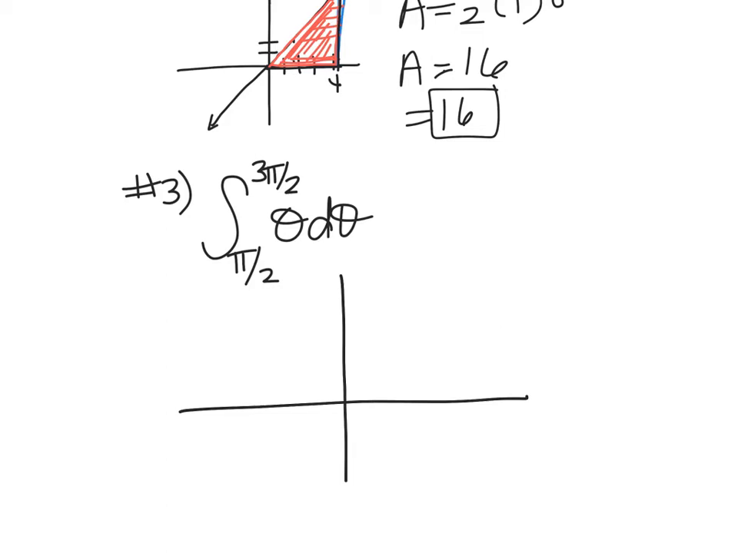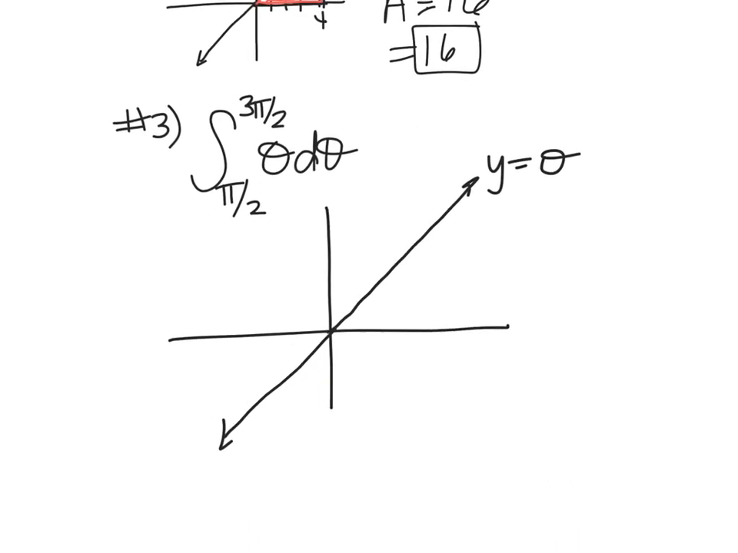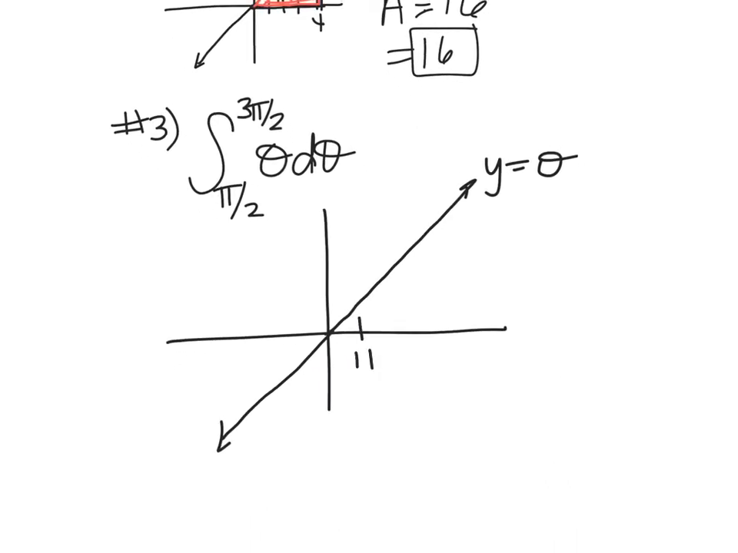This is just a straight line. It's just the diagonal y equals x, okay? So here's our straight line, or y equals theta in this case. And we're going to integrate from pi over 2, which is somewhere down the road, to 3 pi over 2. So let's talk about what kind of shape that makes.